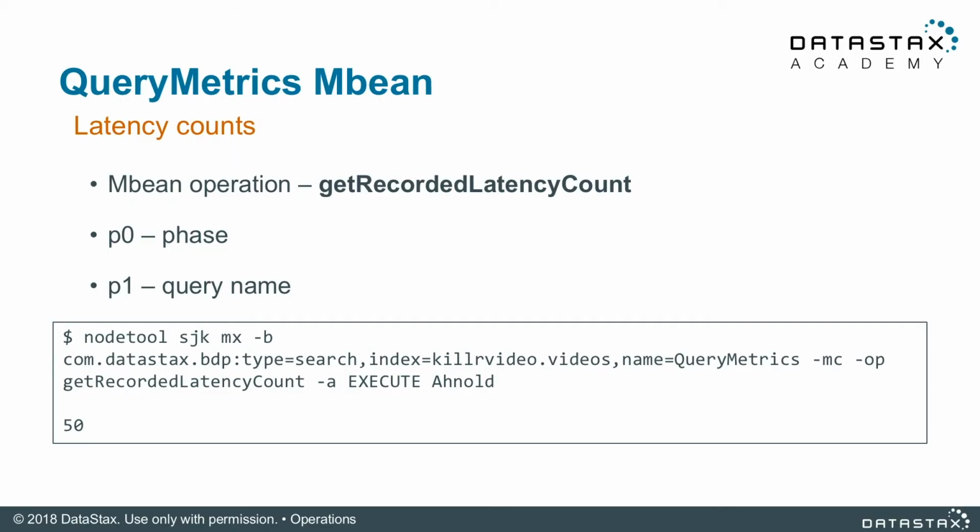The latency counts can be retrieved with an MBean operation called getRecordedLatencyCount, and requires two arguments: the name of the phase you want to retrieve the latency count for, and the query name that was used when executing the search query. The example below shows using the nodetool sjk mx command to get the latency count for the execute phase and for the search queries with the query name Arnold. In this case, there are 50 query executions that were recorded with this query name.